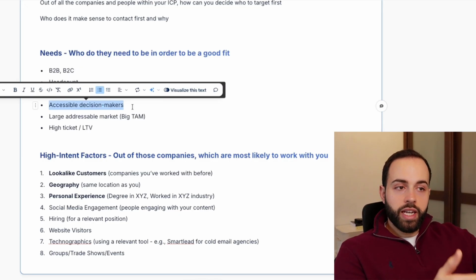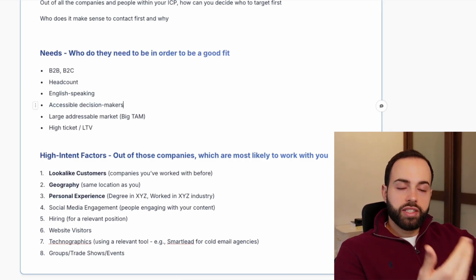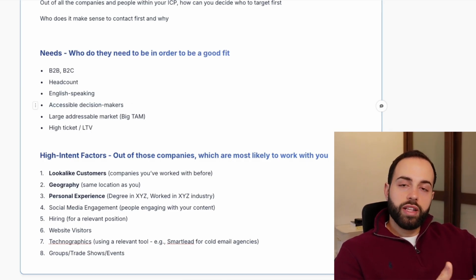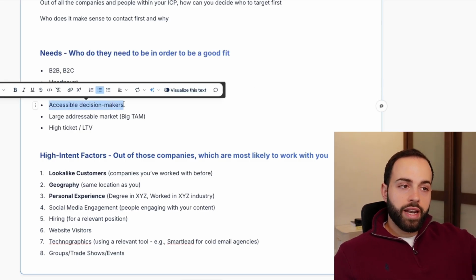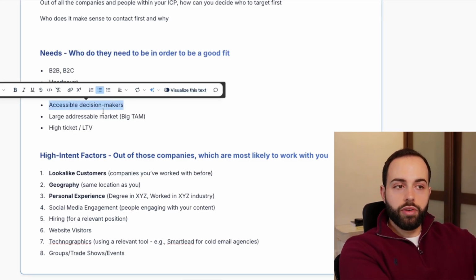The next thing we need is an industry where decision makers are accessible. There are certain industries where it's very difficult to access the decision makers. There's lots of gatekeepers. And then once again, that would hinder the results that we would see through cold email.